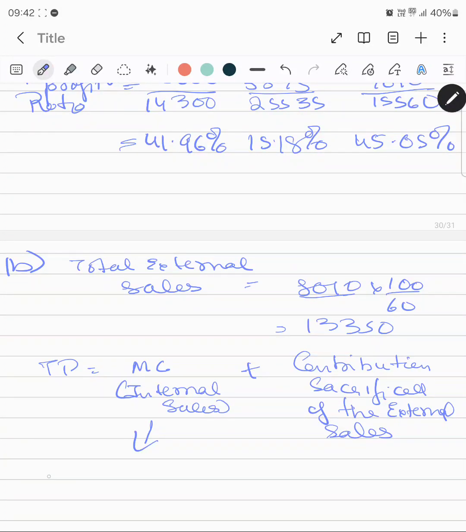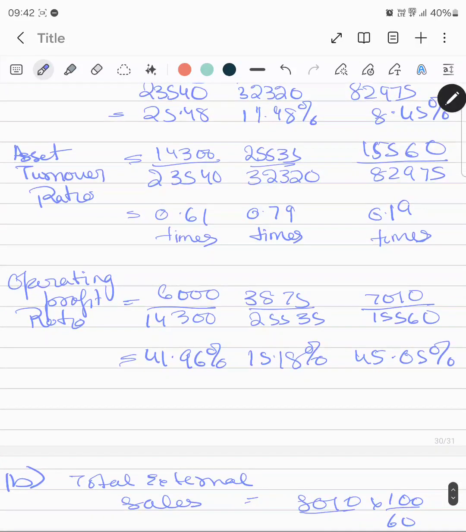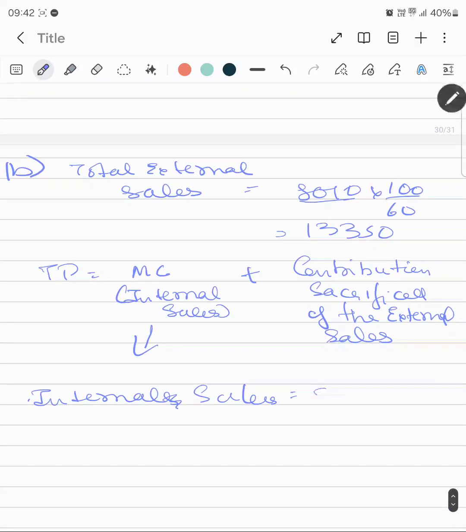We have been given that the internal sales are 7550, right? So it is 7550, and the variable cost is 40%. So I will just take out 40% of it, and that is 3020.